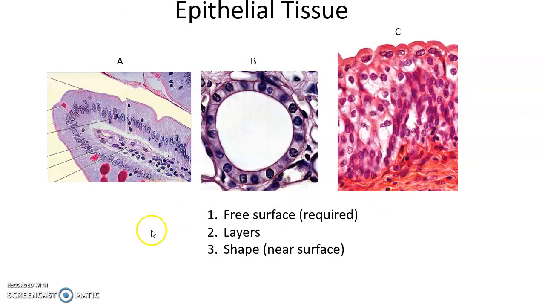So, things to look for with epithelial tissue: you want to know there's a free surface somewhere. You want to count how many layers. This one has one, this has many. And then look at the cell's shape near the surface to help you identify that. So here is simple columnar epithelium, here is simple cuboidal epithelium, and here is transitional epithelium.